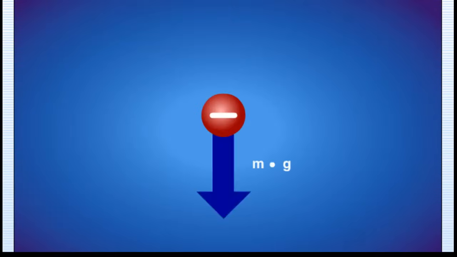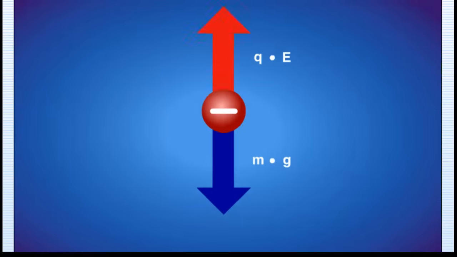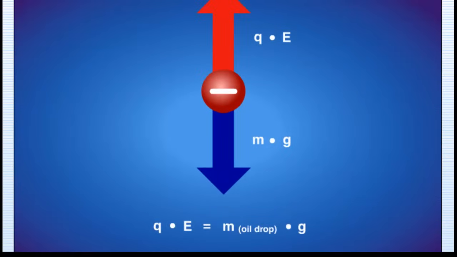When an oil drop is suspended, its weight, mass times acceleration due to gravity, is exactly counterbalanced by the electric force applied. The electric force applied equals the applied electric field, E, times the charge on the drop, Q. Since the mass of the oil drop, the acceleration due to gravity, and the applied electric field are known, Millikan could solve for Q, which is the charge on the drop.